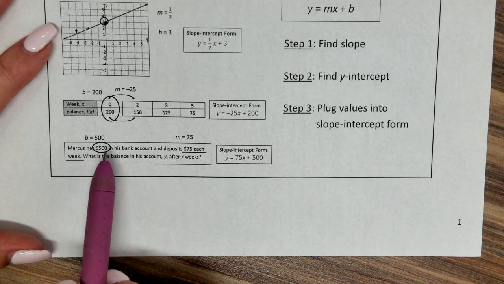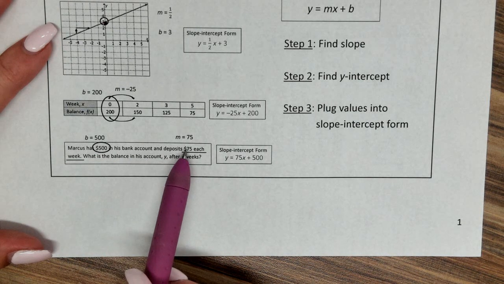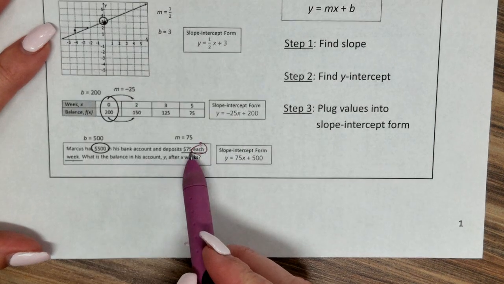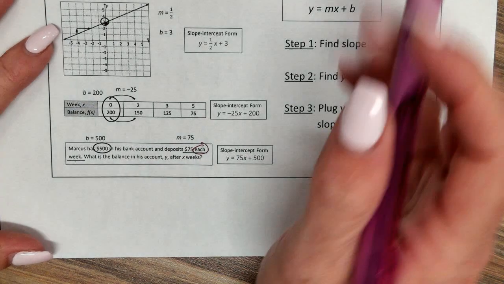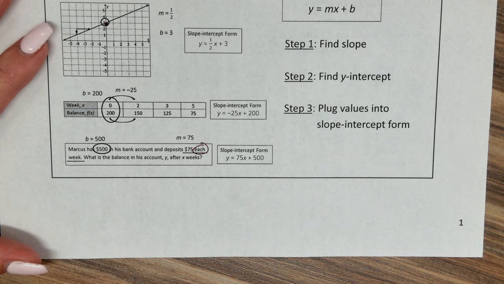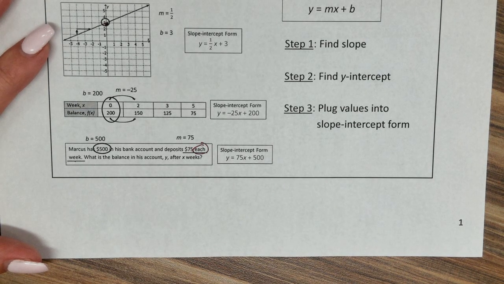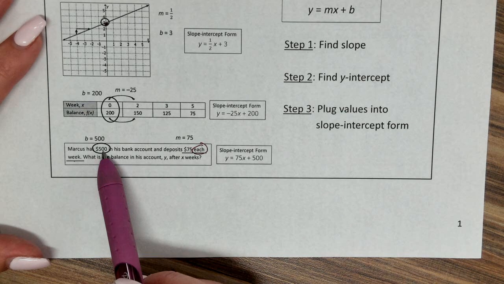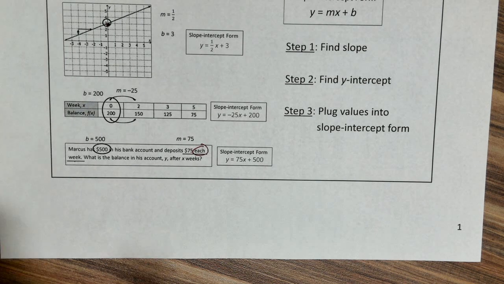Marcus has $500 in his bank account and deposits $75 each week. Why did I circle that each? Because it gets the x. It is the rate, the slope. So 75x plus 500. And that's how we write equations. You guys know how to do this. We've been doing it all year. Okay, flip to the back.